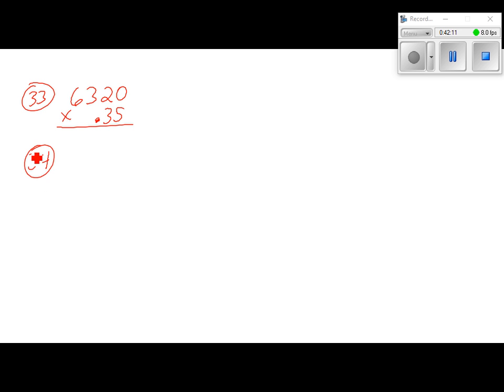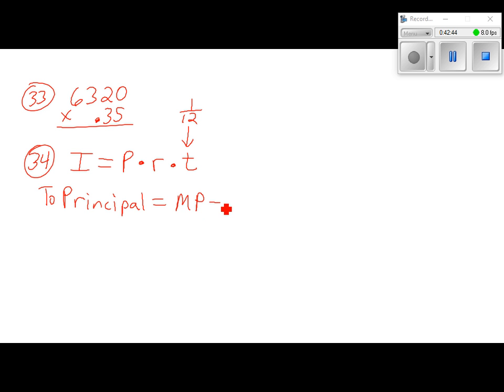34, we did a couple of problems like 34. You got to figure out your interest, that's I equals P times R times T, remember T is 1/12. Figure that out. That's going to tell you the amount that went to interest on that first payment. Then to figure out the amount that goes to principal, you take your monthly payment minus this answer, and that's going to tell you how much of it went to principal.